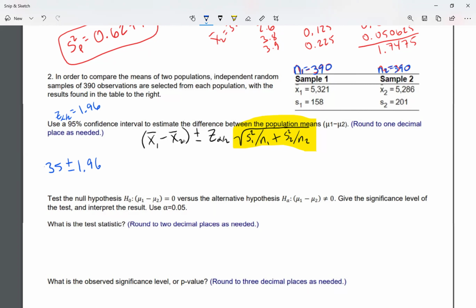So far, it's easy. But the 1.96 is multiplied times the square root of 158 squared divided by 390 plus 201 squared divided by 390. So I'm going to type this on my calculator.